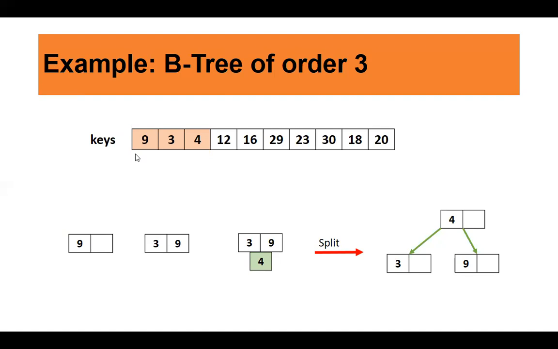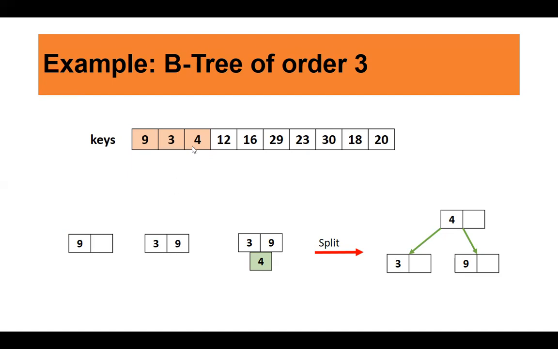Now let us start. These are the keys given, and we are supposed to create a B tree of order 3. The very first key you read is 9. Just add it into the node. Next you read 3. When inserting, insert in ascending order. 3 is smaller than 9, so shift 9 and insert 3 here. Now you see your node is full, at capacity m minus 1.